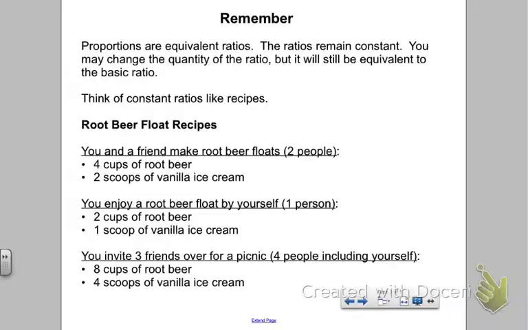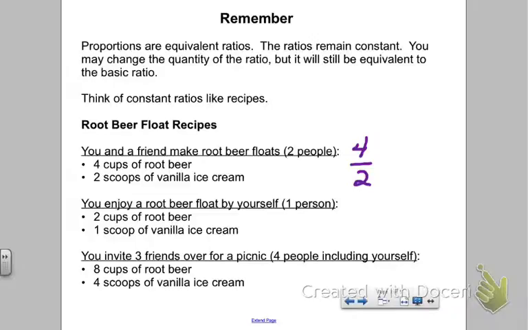Think of ratios like recipes. You can make more of a recipe, you can make less of a recipe, but no matter what, the ingredients that you use and the ratio of those ingredients is always going to stay the same. Take a look at this root beer float recipe. This is just an example. What if I said, you and a friend are making root beer floats, so that's 2 people. So you have a ratio of 4 to 2. 4 cups of root beer to 2 scoops of vanilla ice cream. And that'll give you enough root beer floats for the both of you.